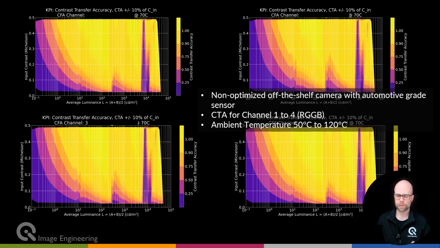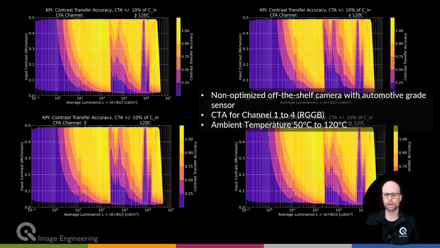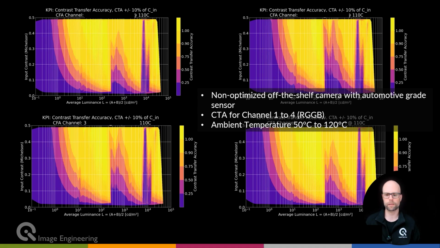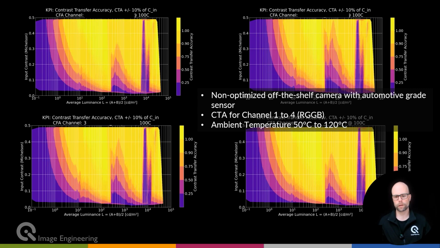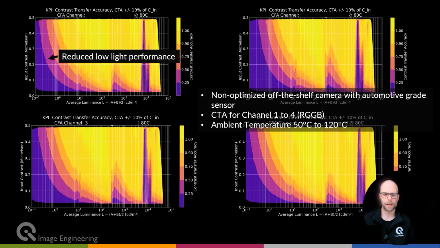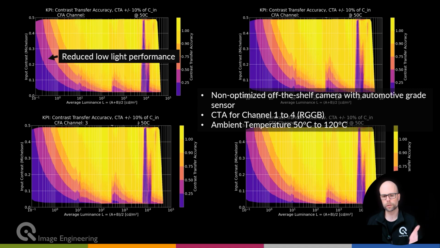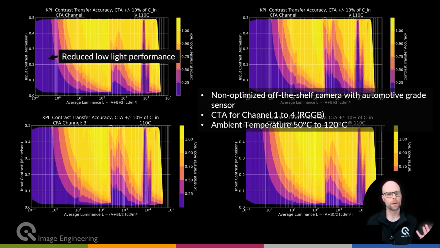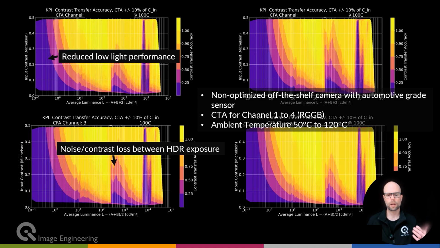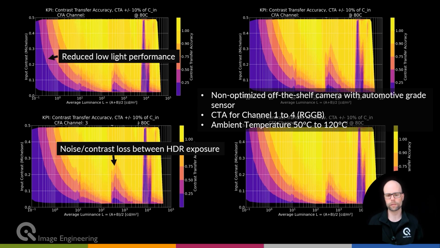So there is some behavior. We measure here the CTA for channel 1 to 4. In this case, it's an RGB camera over the range of 50 degrees Celsius to 120 degrees Celsius. And what we see over temperature is a reduced low light performance. The more we heat up the camera, the more we reduce the low light performance. We get noise or contrast loss between the HDR exposures. So it gets quite significant the higher the temperature.